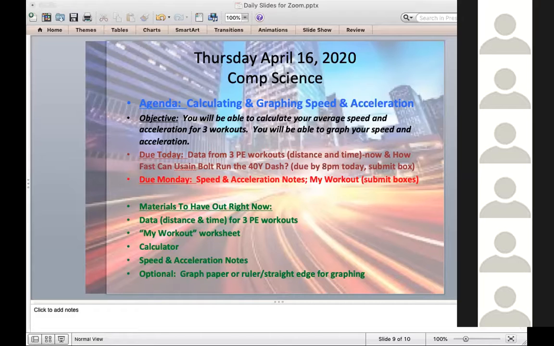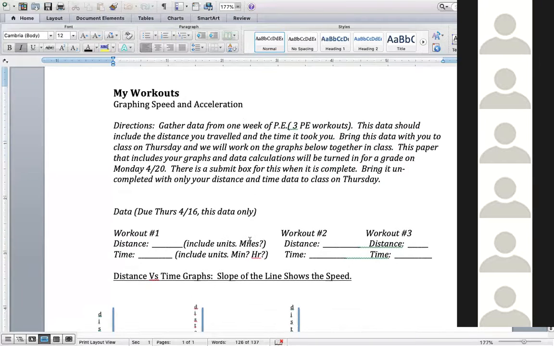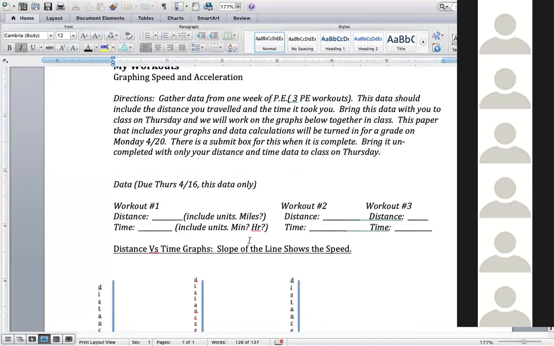All right, so again, for Caleb and Asher and John, who just came to join us, and Bryson, who came back, you guys have your data, which is your distance and time for 3 PE workouts. We're going to use that data today. So that's due right now. You also have my workout worksheet handy, which looks like this right here. This is what we're going to be doing together today with your data.